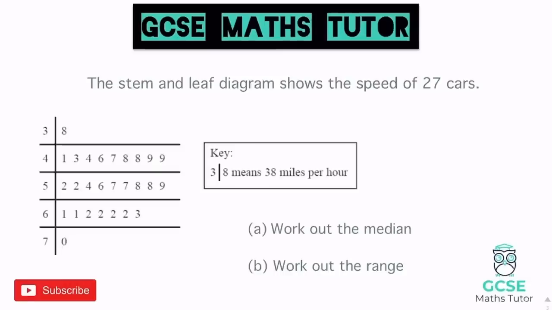Okay, so reading from a stem and leaf, it says the speed of 27 cars, work out the median and work out the range. So to work out the median, I want to know which one's in the middle. We can take quite a nice approach for this. We can just cross numbers off either side until we get to that middle number.